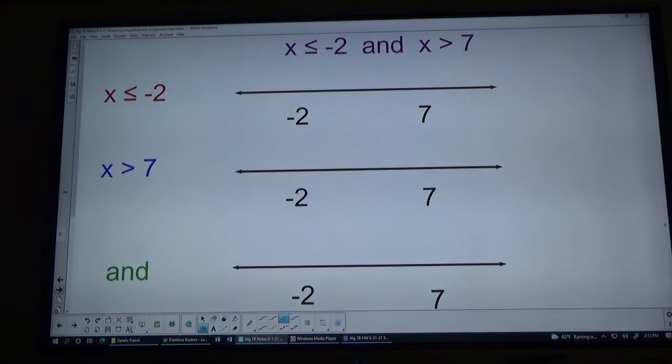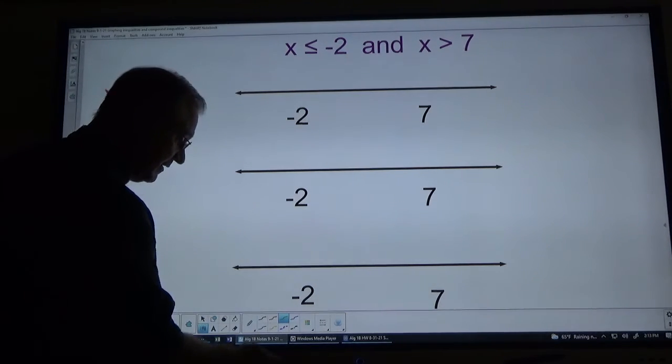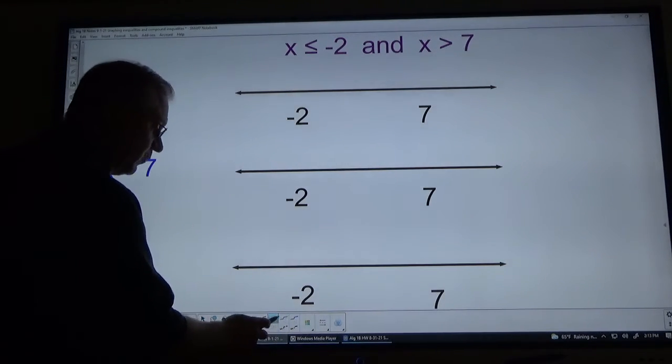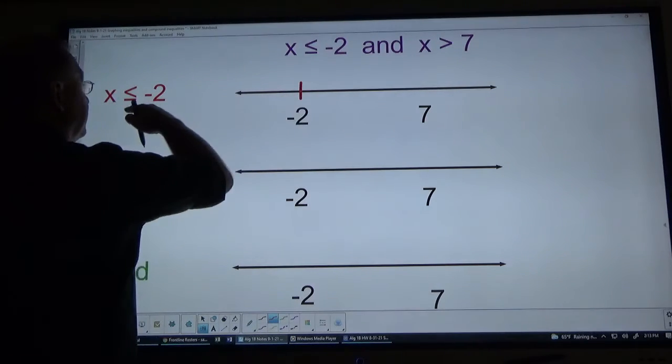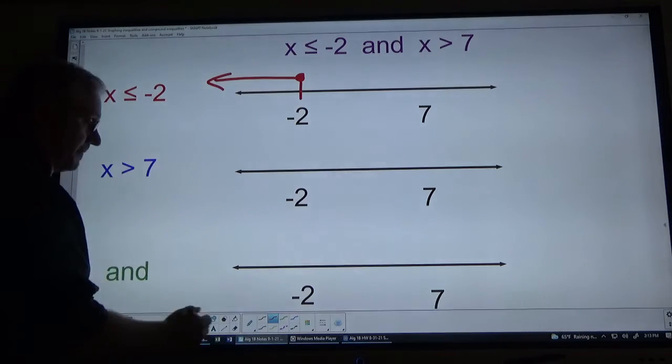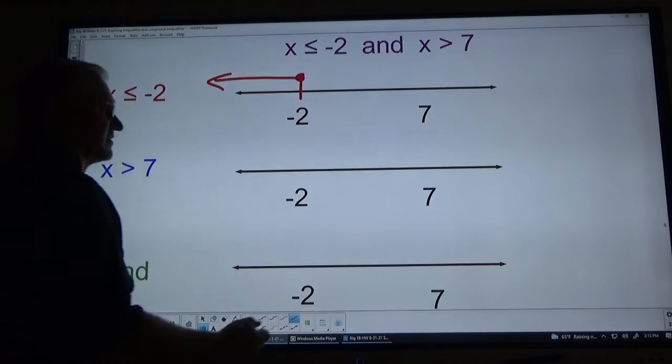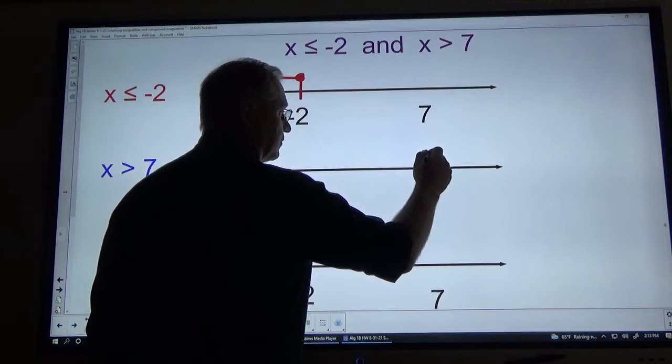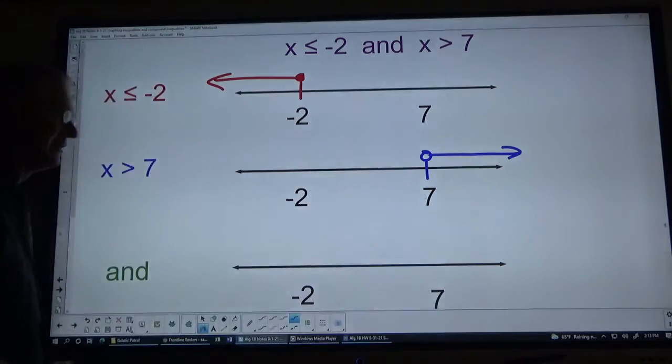And graphs. Here's our first and graph. Let us graph the first inequality. Again, it's a solid dot over -2, in this case arrow to the left. X greater than 7 is an open circle with 7, arrow to the right.